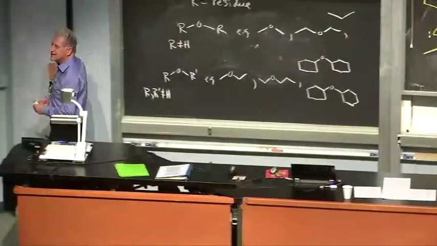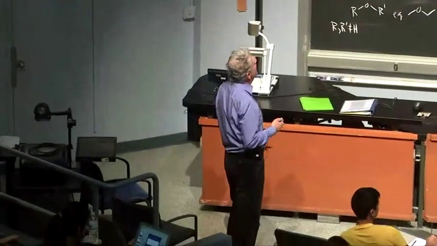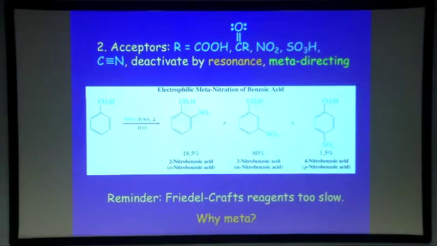So what happens with resonance acceptors? Well, we know that they're meta directing, they're deactivating. So let's see what we can have. Let's start with benzoic acid, or benzene carboxylic acid. You do a nitration, and again, by far the major product is the meta nitrobenzoic acid.